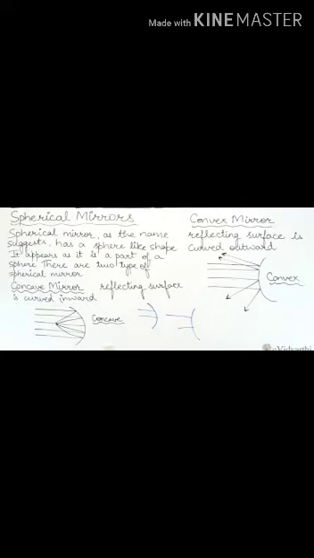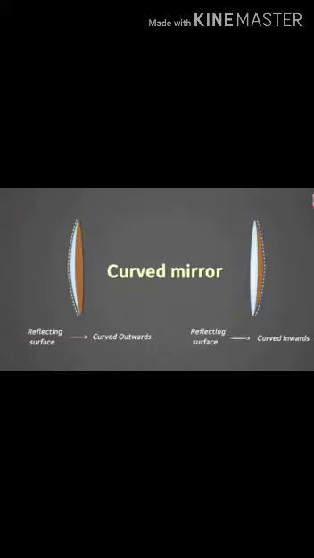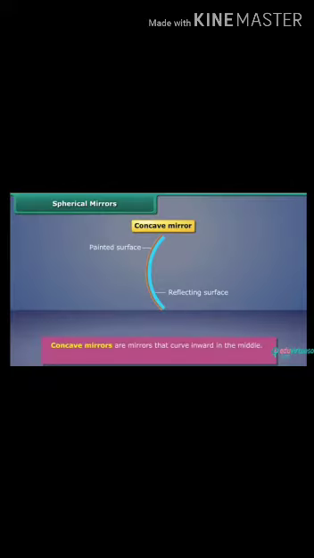Now come to the spherical mirrors. Unlike a plane mirror, a spherical mirror has a curved reflecting surface. It can be of two types depending on whether the reflecting surface is bulging outwards or inwards. First is concave mirrors. A mirror with an inwardly bulging reflecting surface is known as a concave mirror, or we can also say that a concave mirror is a spherical mirror in which the reflecting surface is the inner surface of the sphere.